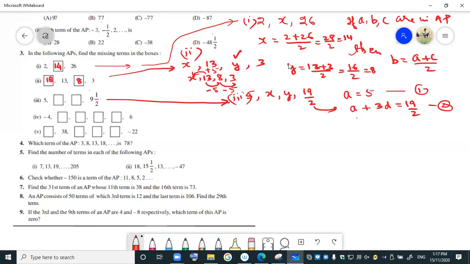So now put the value of 5. I don't understand. We can subtract 2 from 1, means... What do you mean? What do you mean by a will cancel and we will get the value of d? Yes.